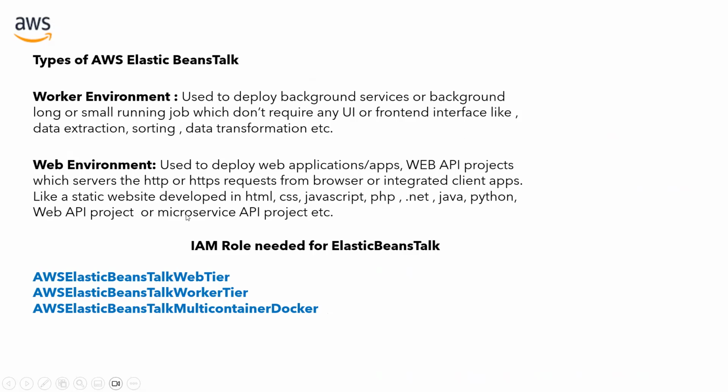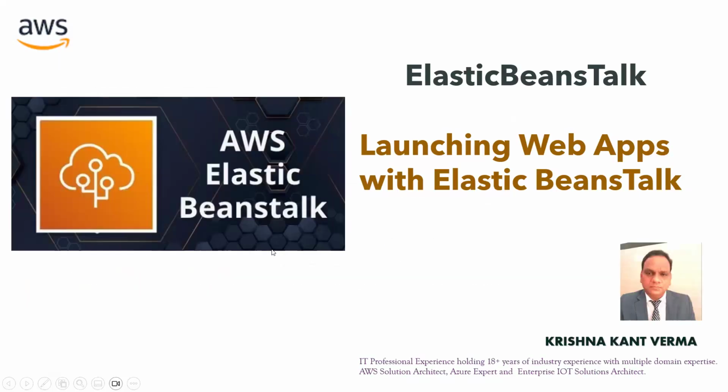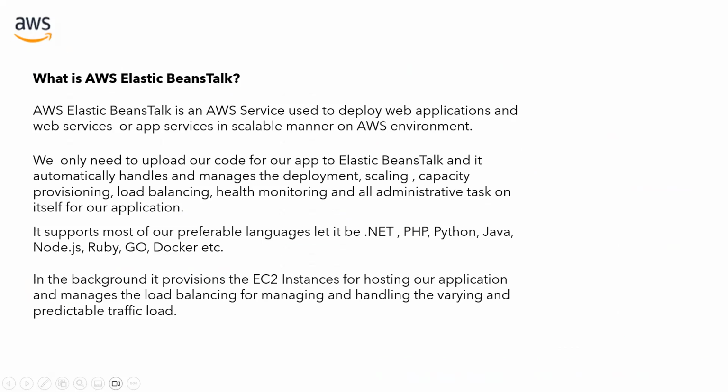And if we are going to deploy the first nature of environment, the worker environment, then the AWS Elastic Beanstalk worker tier permission should be required with the role we are going to select. So all these three roles are required for deploying the Elastic Beanstalk environment, respective to the environment type we are going to select. We will see that in the demonstration also. That is the theoretical understanding about AWS Elastic Beanstalk.